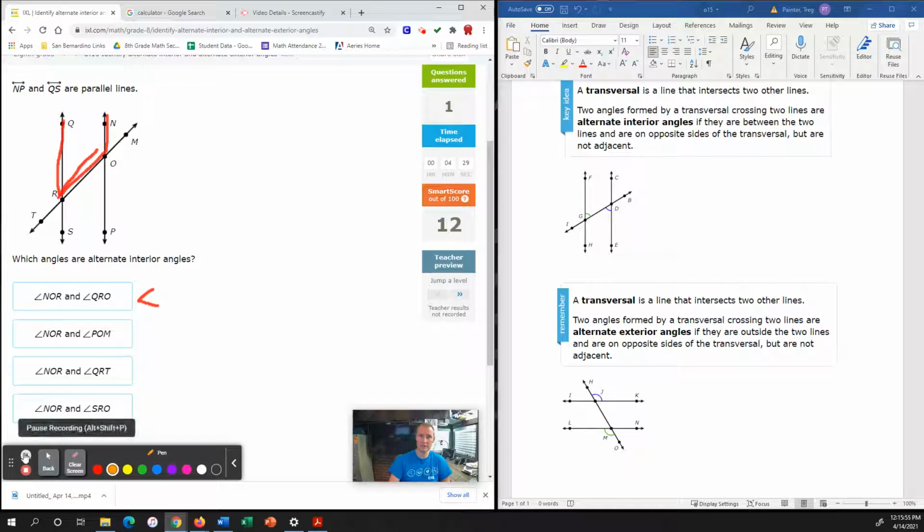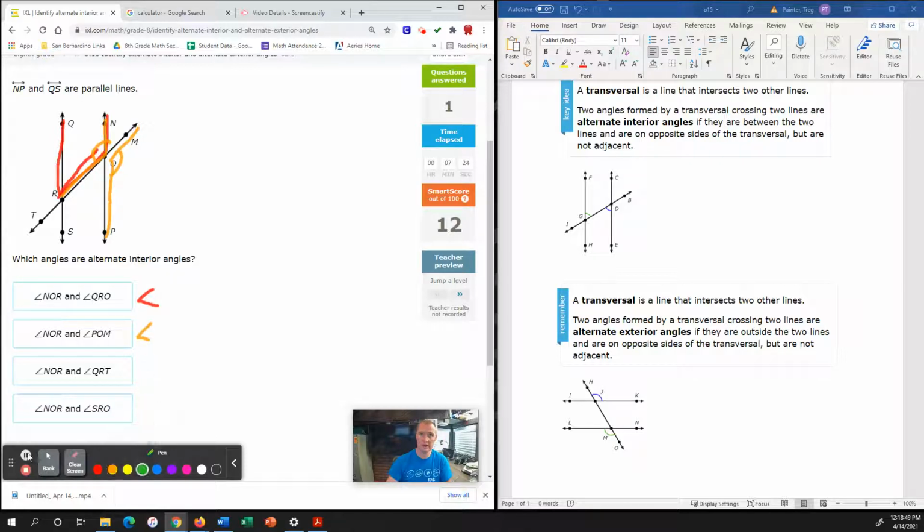All right, let's go ahead and check our next. We got NOR, so that's the orange line, compared to POM. Okay, now comparing our two orange angles, notice they are the same, which means congruent. But the problem with this POM angle is that it's on the outside, and the outside is going to imply exterior. So those are not alternate interior angles. All right, so the second one did not work.